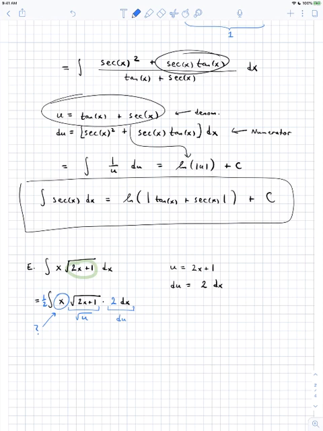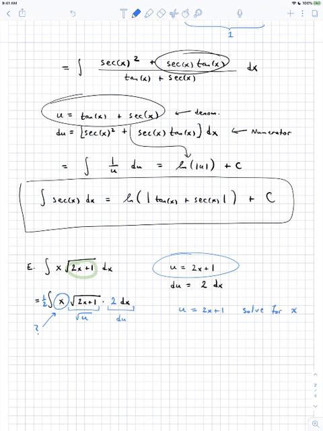Well, what you can't do is just leave it as an x. If you're changing x's into u's, you have to change all of the x's to u's. You can't just leave it lying around as an x. So it might seem like this is going to be trouble, because what are we going to do with that x? Well, it turns out we've already got the tool that we need. We know that u equals 2x plus 1, so solve this for x.